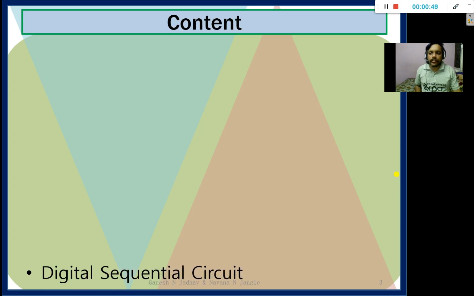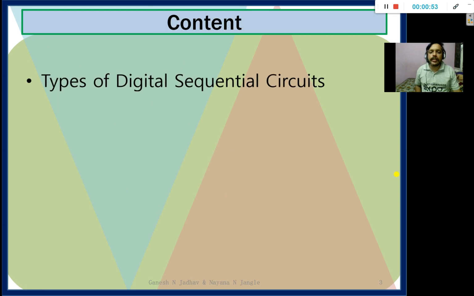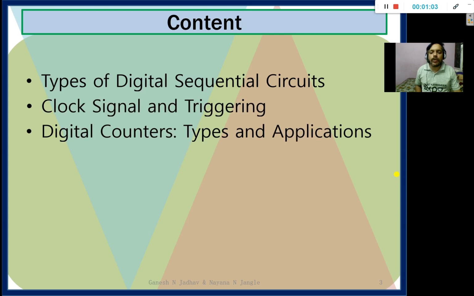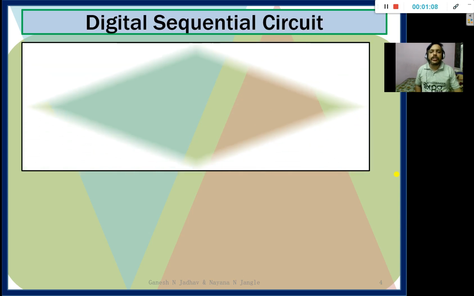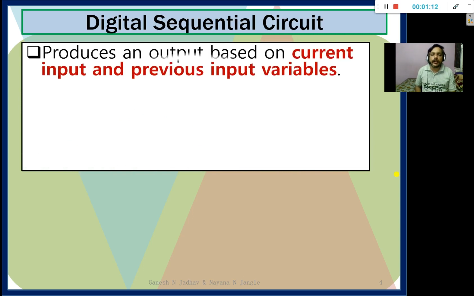So what is the content of today's session? We are going to see the digital sequential circuit, then types of digital sequential circuit, then clock signal and triggering, then digital counters, their types and applications. Let's see what a digital sequential circuit is. First we will see what the digital sequential circuit is.